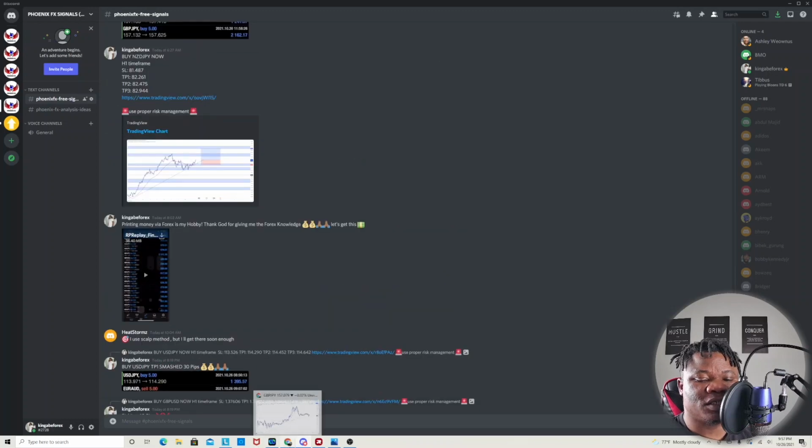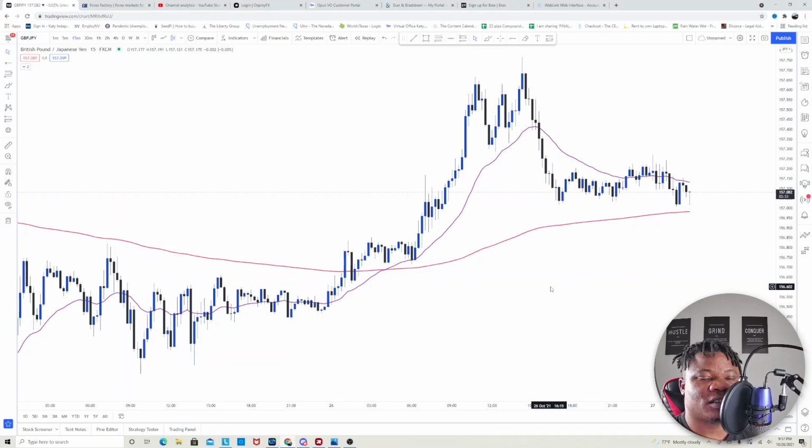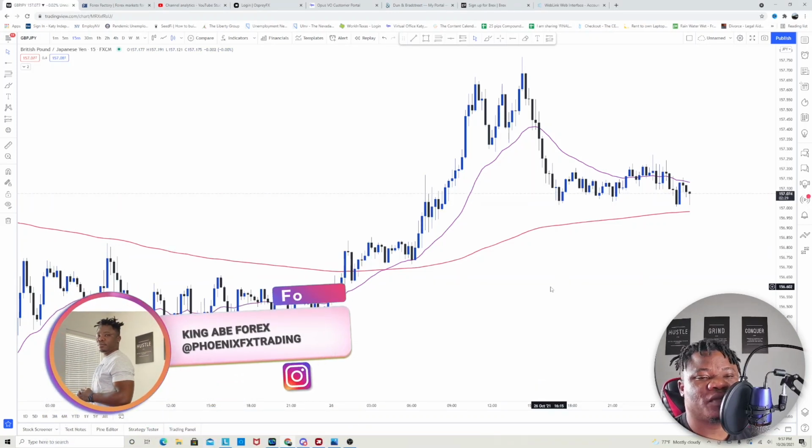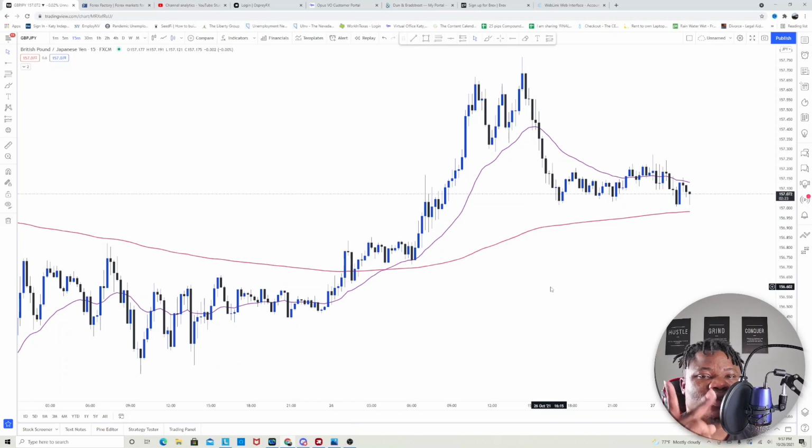Now for this strategy, like I said earlier, we're going to be looking at this strategy on the 15-minute time frame, and we're going to be using two indicators. We're actually going to be using two moving averages, as you guys can see here on my chart. So I have the 25 EMA and I have the 200 EMA. Those are the two indicators we're going to be using for this strategy.